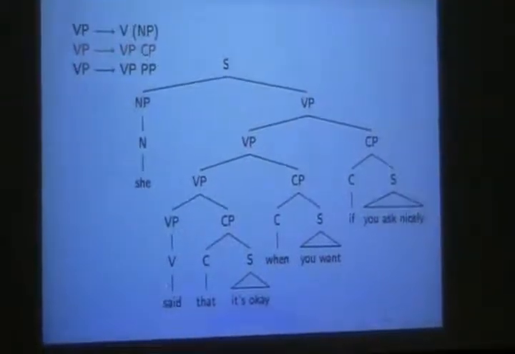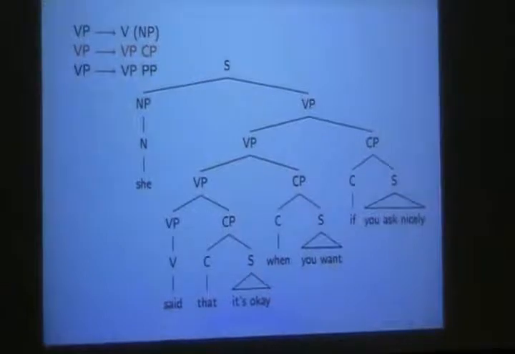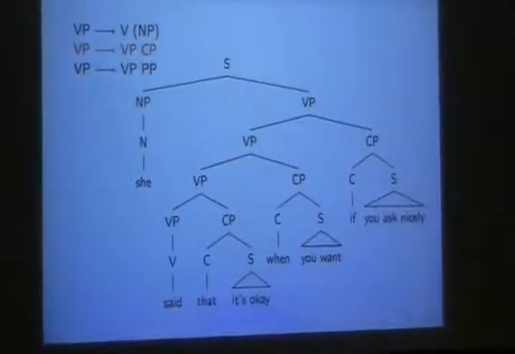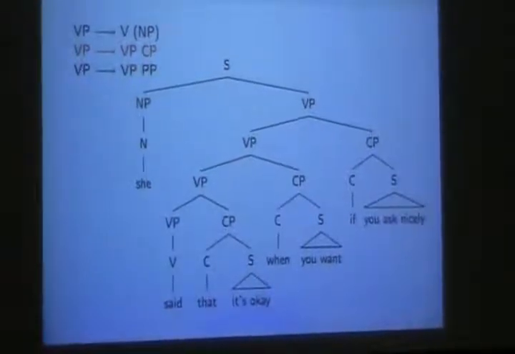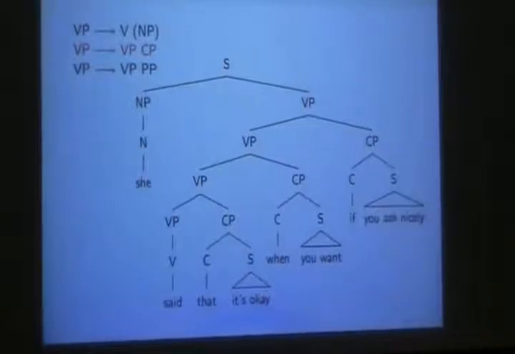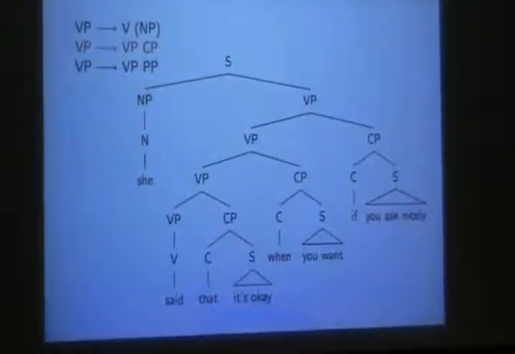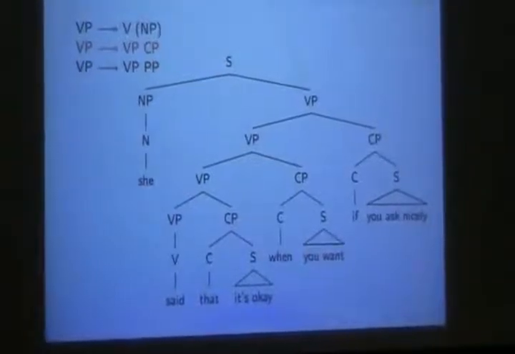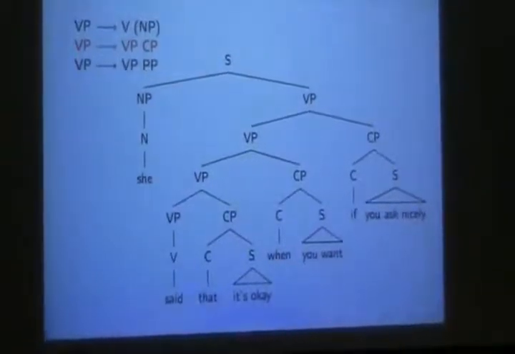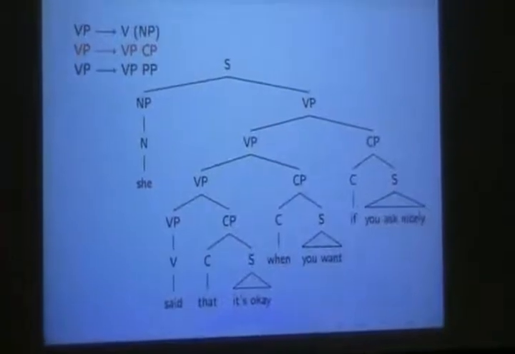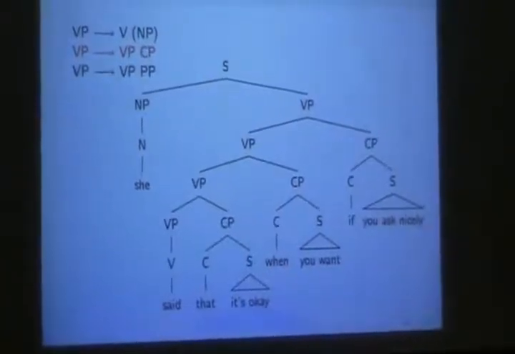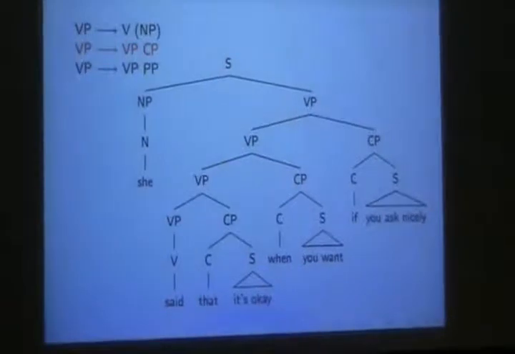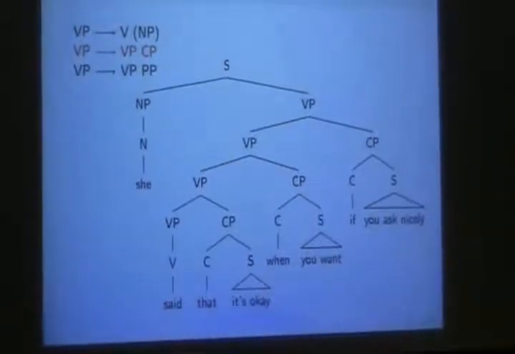She said that it's okay. The second is when you want. The third is if you ask nicely. These are all those sentences that start with complementizers, complementizer phrases. And so we should change our rule for verb phrases so that, just like prepositional phrases, they're introduced with a rule that allows these things to be preceded by another instance of a verb phrase, allowing for these sorts of structures.